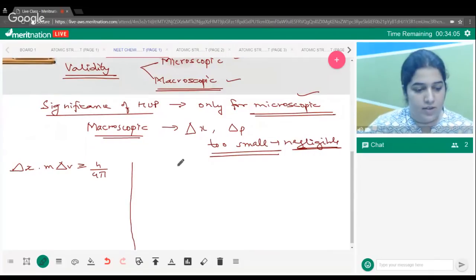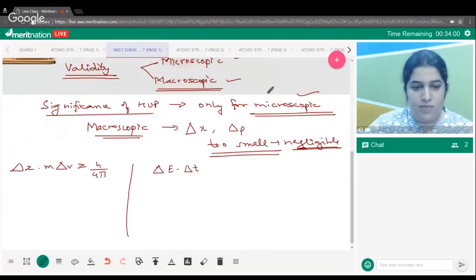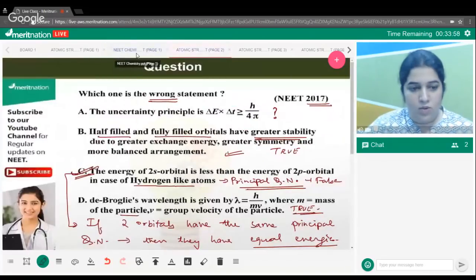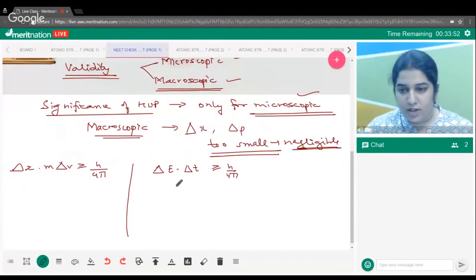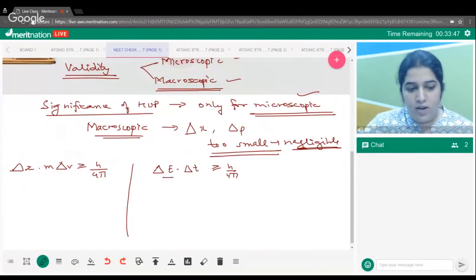What do we have given to us? Delta E into delta t is greater than equal to h upon 4 pi. So we need to understand whether the LHS here and the LHS here are the same or different. Let us understand how we do that. What is this? This is energy. Now we know the particle is in motion, right?